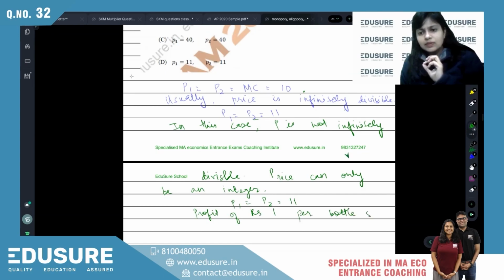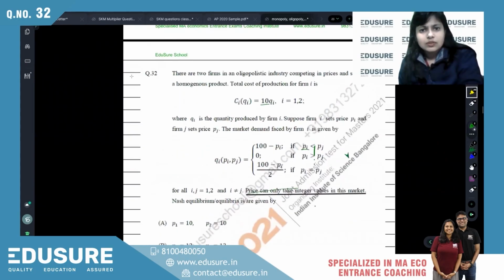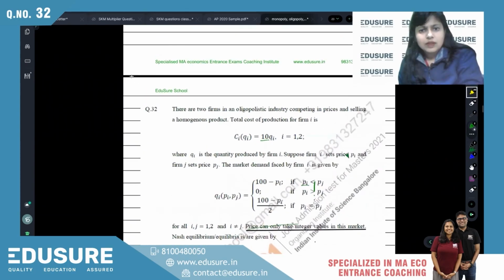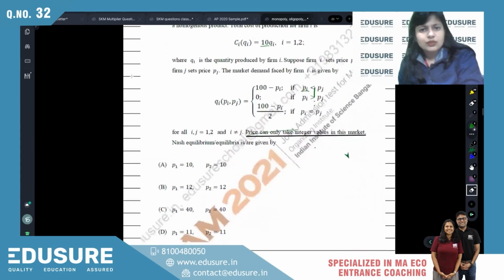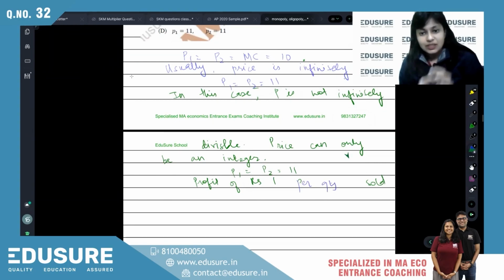Or whatever is the good. What is the good? I don't know what the good is. So whatever is the good. I say bottle because I always remember Coke and Pepsi from this example, the duopoly. So per quantity sold, right? They have a profit of 1 rupee per quantity sold, which both of them are getting.